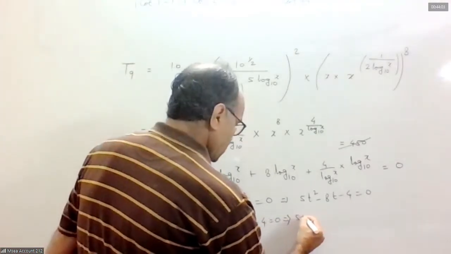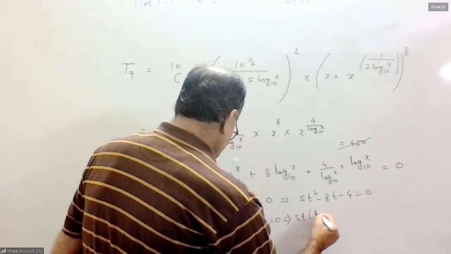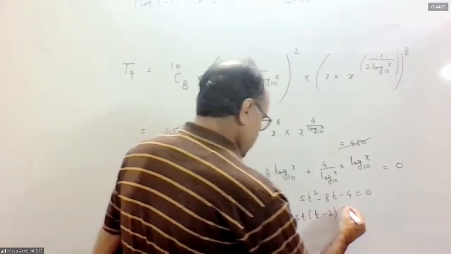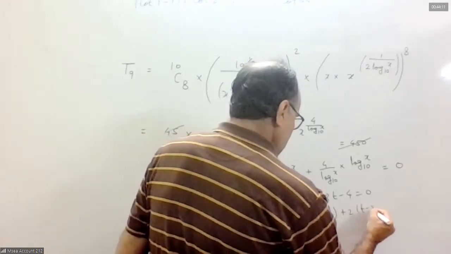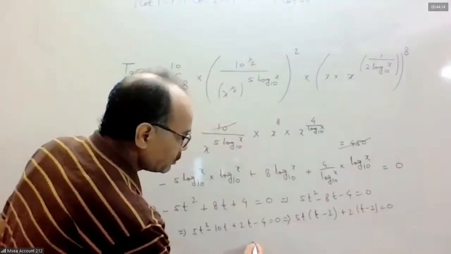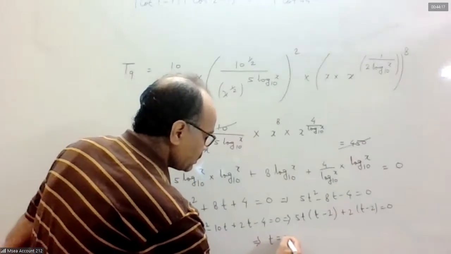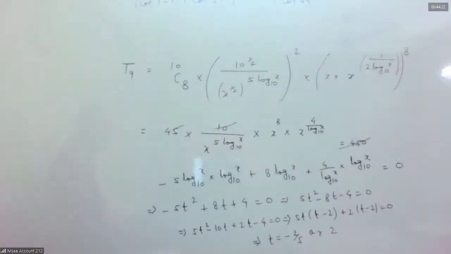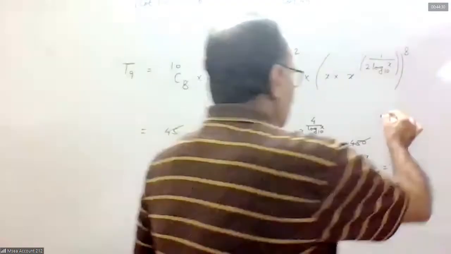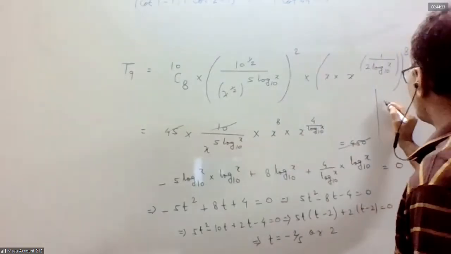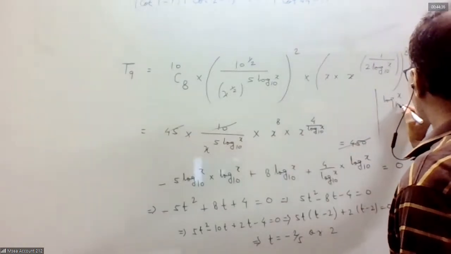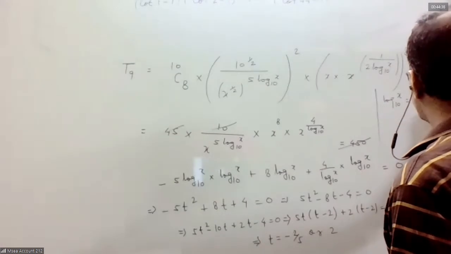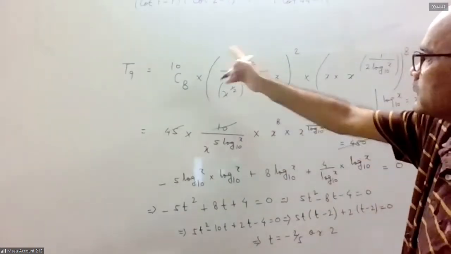5t, t minus 2, plus 2. So t equal to 2 or minus 2 by 5. Okay. Yes, sir. t minus 2 into 5t plus 2. Minus 2 by 5 or 2. Let us take now log x base 10 is 2. x is equal to 100. x is 100. For x 100, everything is defined.